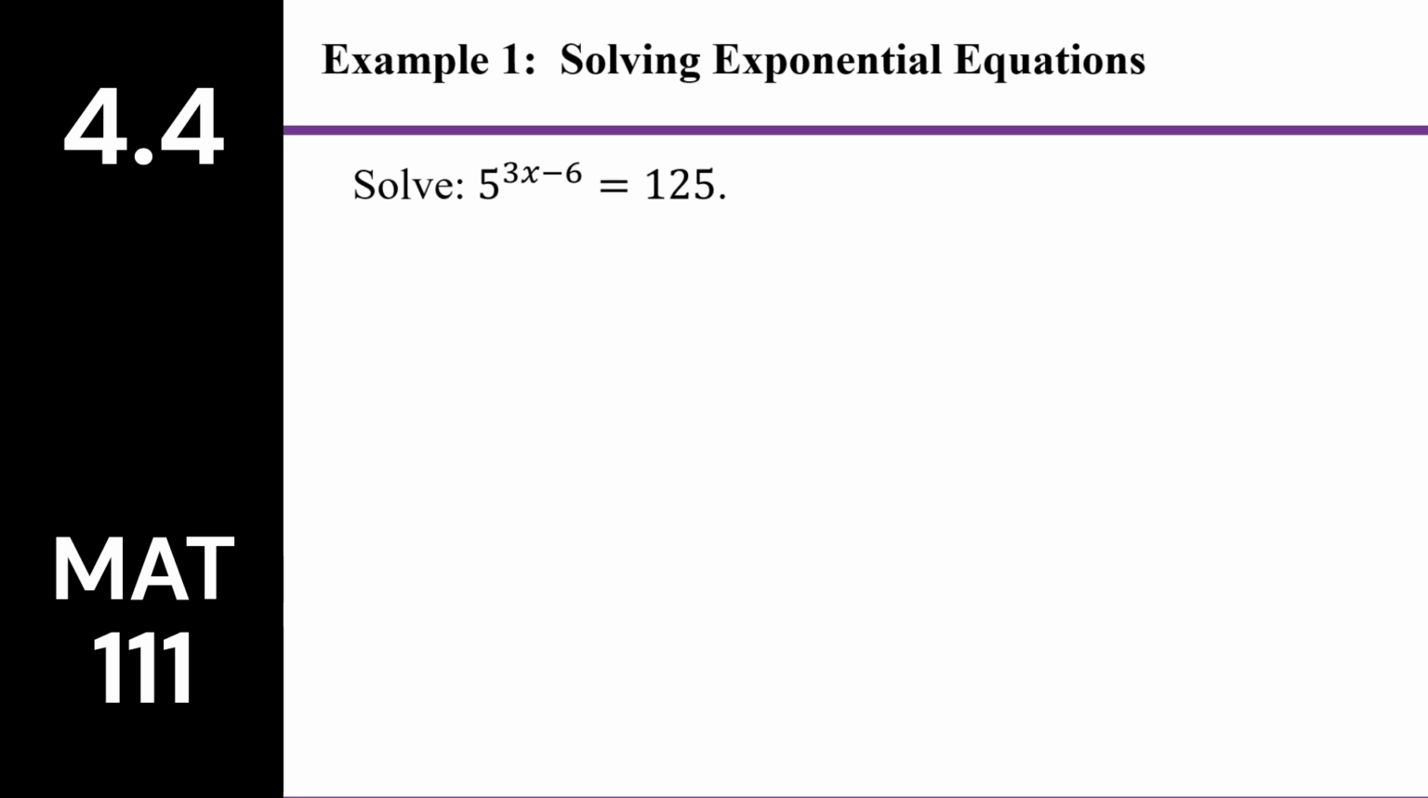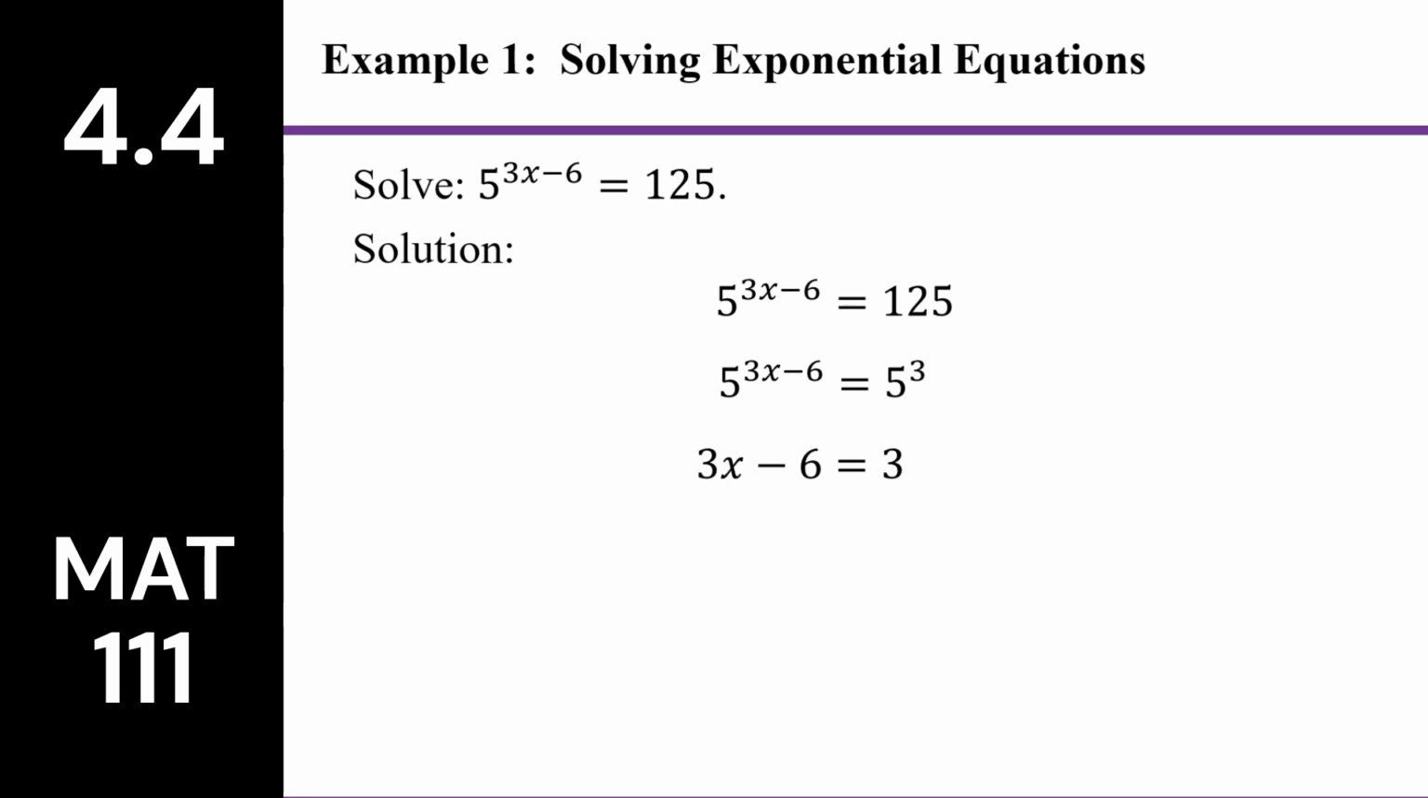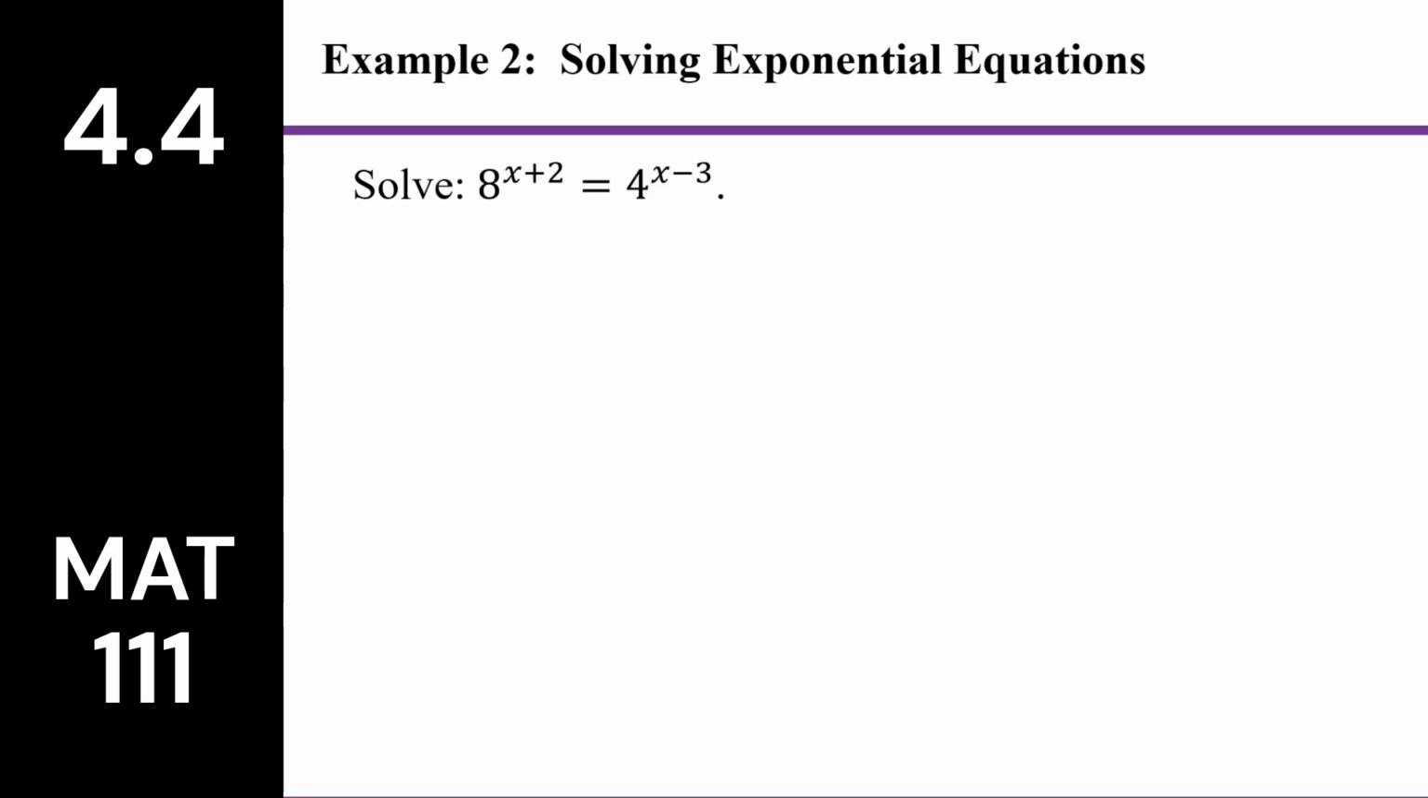In example 1, notice that 5 and 125 can both be written with a base of 5. So we'll begin by rewriting 125 as 5 cubed. Now, since the bases are the same, the exponents must be the same. So we set those exponents equal to each other. Then we solve. We add 6 to both sides. Then we divide both sides by 3. So that's our answer.